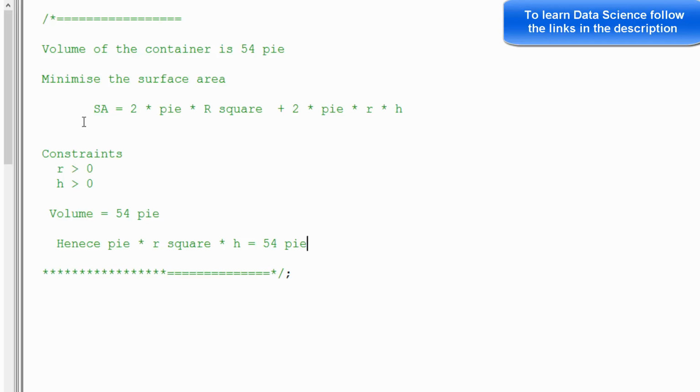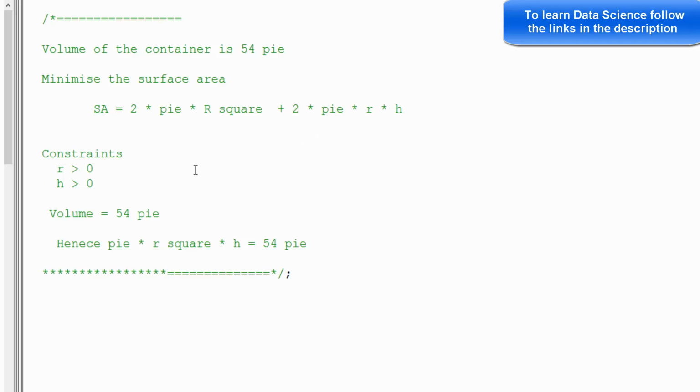So what is the formula for surface area of a cylinder? It's 2 pi r square plus 2 pi r h. So r is the radius of its base and h is the height of the cylinder. 2 pi r square covers the surface area for the circular portion of the cylinder, the base as well as the top, and 2 pi r h is the surface area of the side part of the cylinder. So when you combine them, you get the total surface area. So we need to ensure that this surface area is minimized for a given r and h.